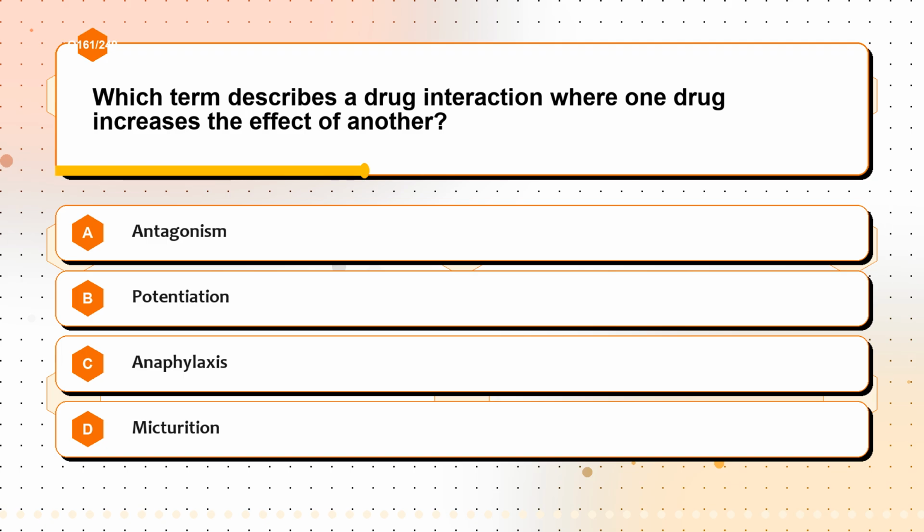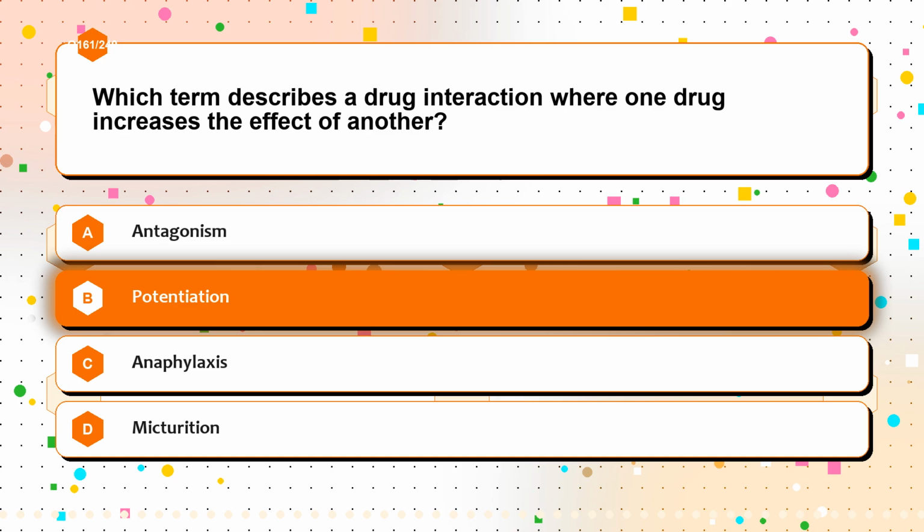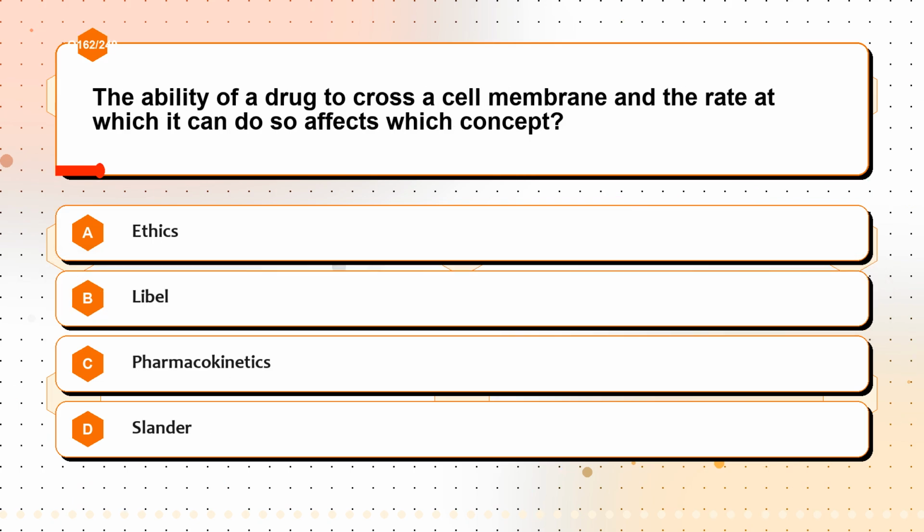Question 161. Which term describes a drug interaction where one drug increases the effect of another? Here are the options. Option A. Antagonism. Option B. Potentiation. Option C. Anaphylaxis. Option D. Micturition. The correct answer is option B. Potentiation.